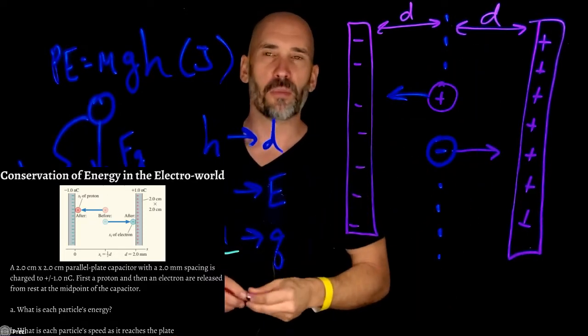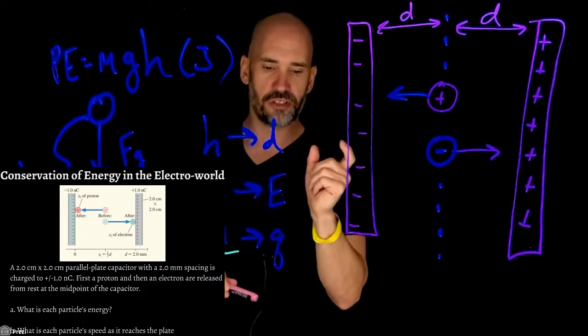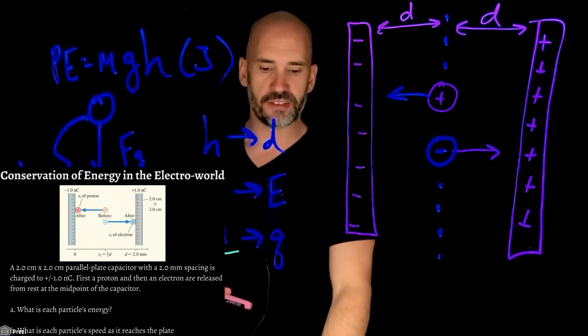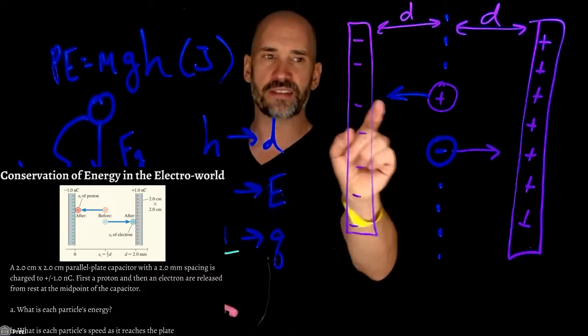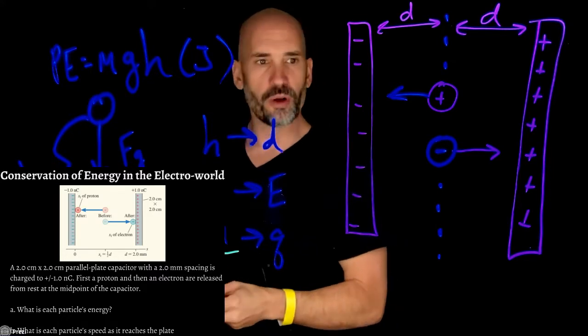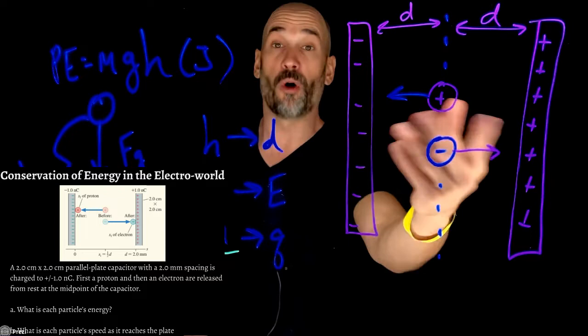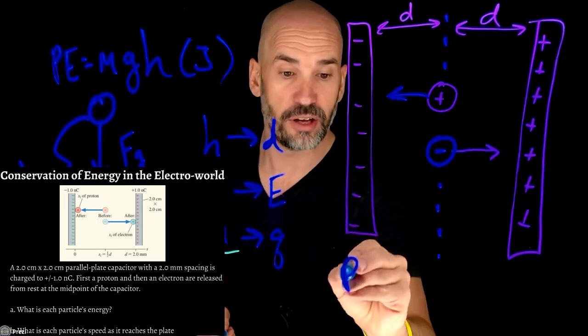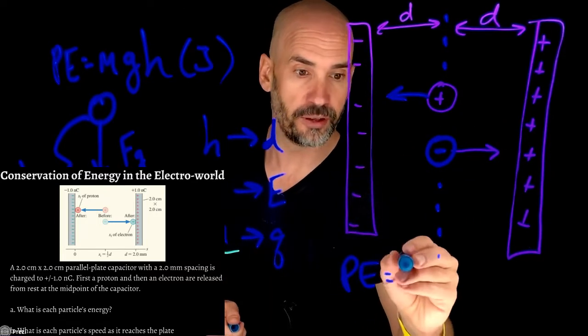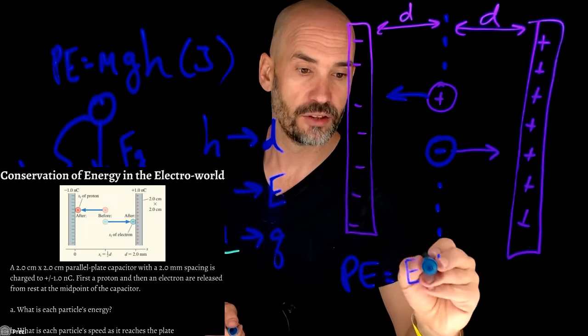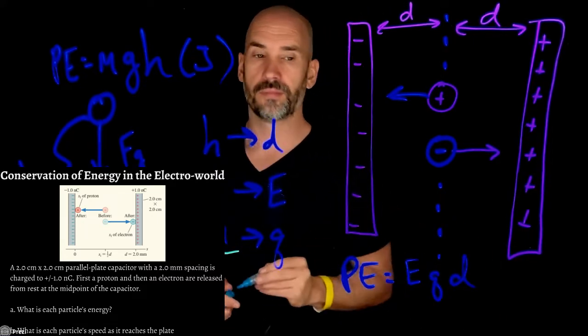And so they're both going to have a certain potential energy, all right? So the question is, what is each particle's energy? And I'm going to start with the electron here, okay? So what is the particle's energy if it's at rest right now? Well, it's only going to be potential energy. And that potential energy, we learned, is going to be equal to E Q times D.